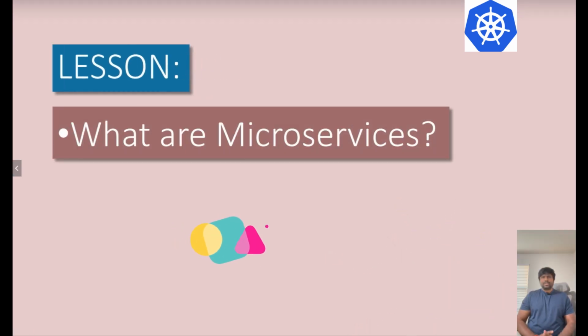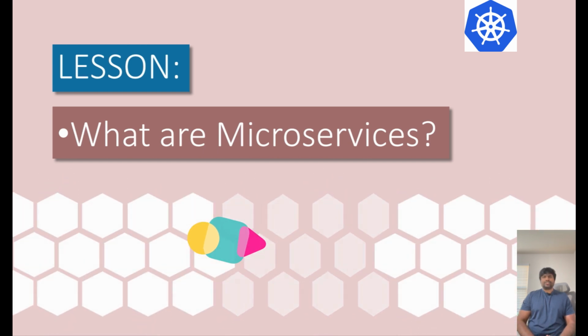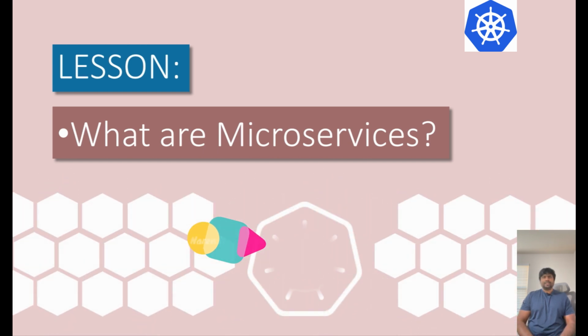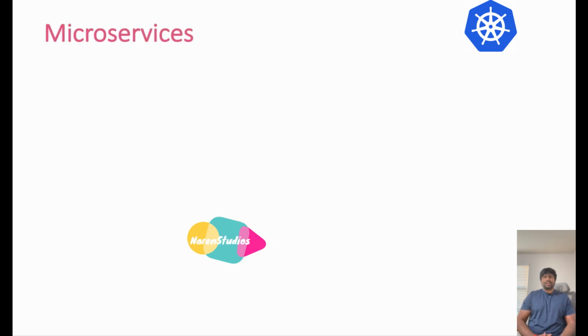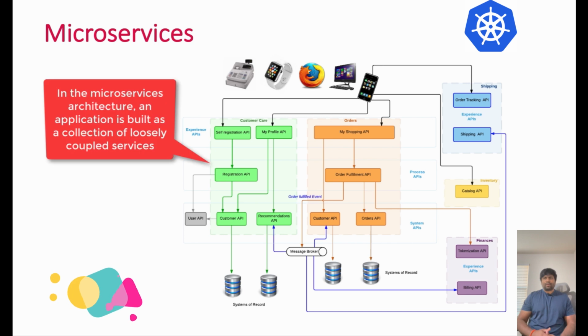The objective of this lesson is to teach the microservices architectural style for building applications and its benefits. Microservices is an architectural style in which an application is built as a collection of loosely coupled services. So let us look at this example. This diagram shows an e-commerce application that is built using the microservices architectural style.